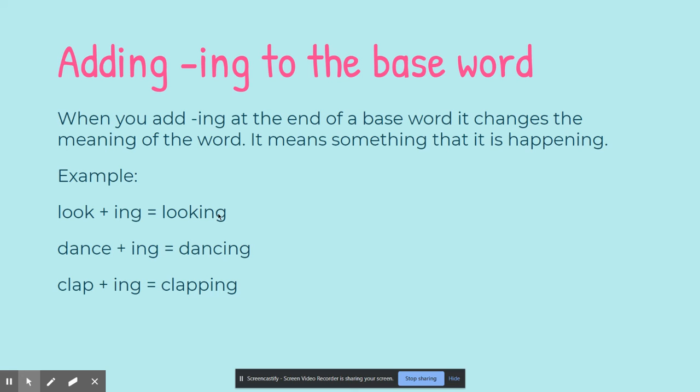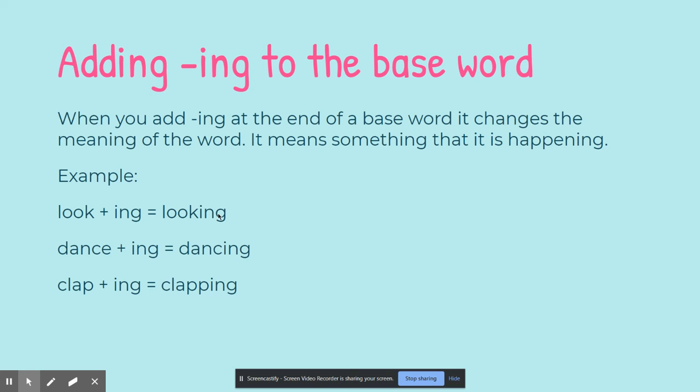Sarah is looking at Henry. This means that Sarah is right now looking at Henry. This is happening right now. Sarah is dancing. This means that it is actually happening right now. It's in the present. Clapping, the audience is clapping. It's happening. It's in the present.